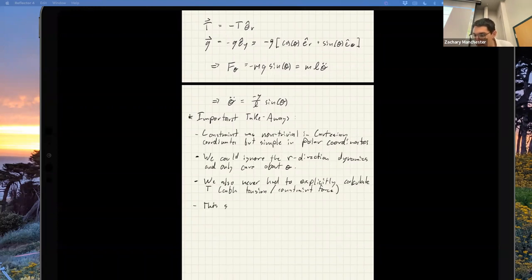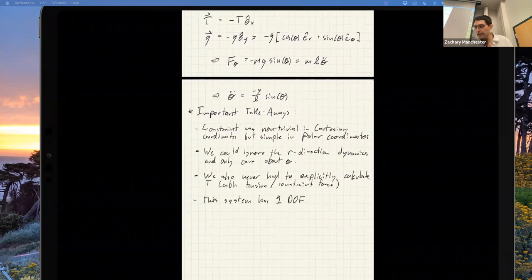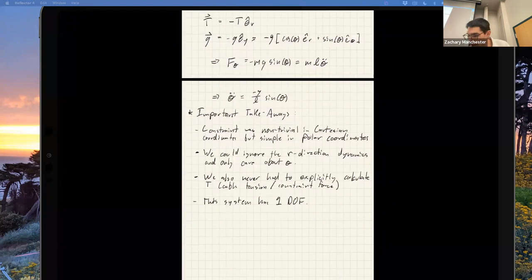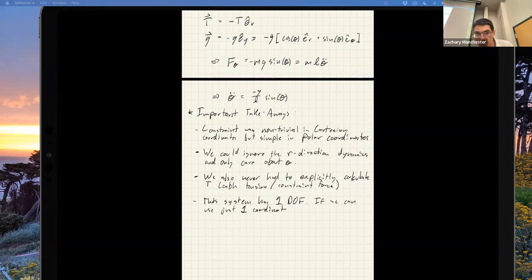So this system has one degree of freedom, which is just the theta, which we all know. If we want to do it in Cartesian coordinates, then we've got to write it down as x, y, and then the constraint, right? So if we can write it down in terms of just one coordinate, i.e. theta in this case, we call that minimal coordinates or joint coordinates in robotics sometimes.